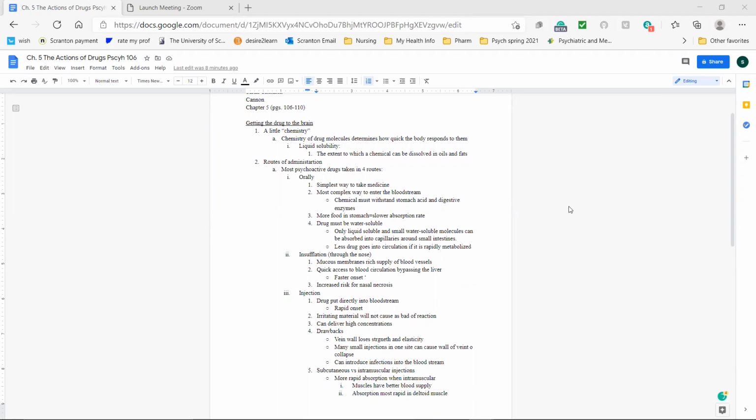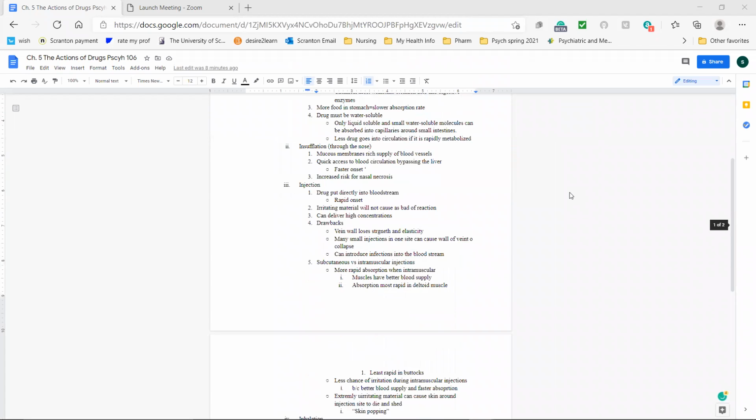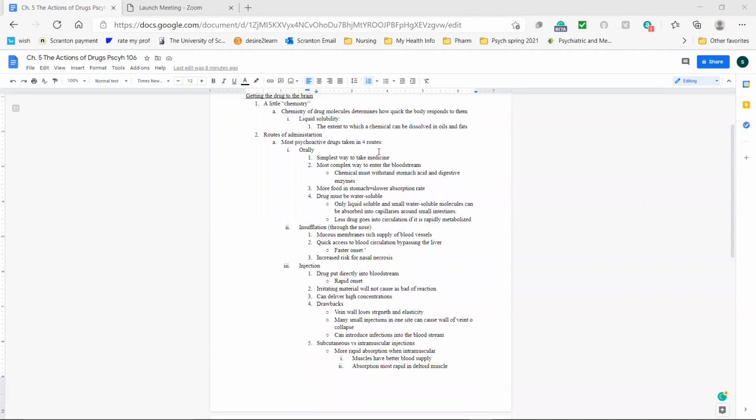And then the 4 routes of transmission that are spoken about in the book include oral, insufflation, injection, and inhalation. So most psychoactive drugs are taken in these 4 routes. The first one's orally. So this is the simplest way to take it, but it's also the most complex way for it to enter the bloodstream.